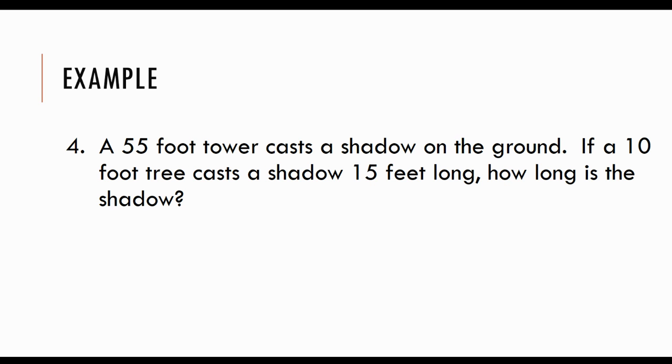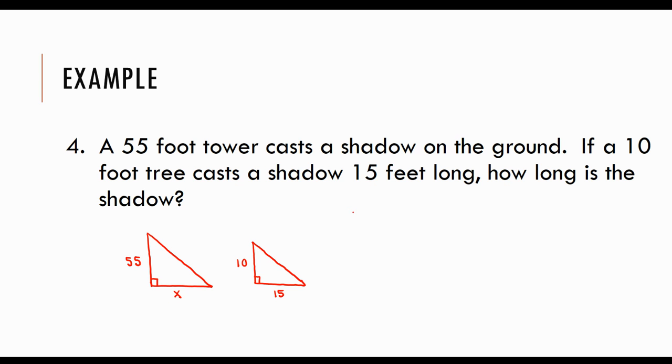Okay, here's the next one. A 55-foot tower casts a shadow on the ground. So I'm going to sketch a picture of a right triangle. I know the 55-foot tower is representing the height of that tower. It says it casts a shadow on the ground. They haven't told us what that is. If a 10-foot tree, so draw another right triangle, and 10-foot tree is the height, casts a shadow 15 feet long, which is going to be on the bottom. How long is the shadow?